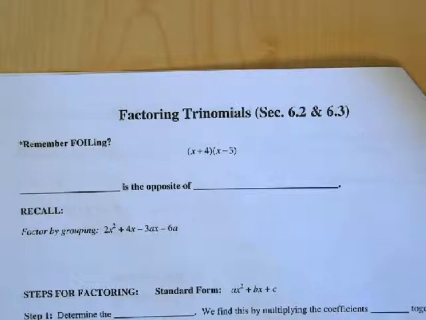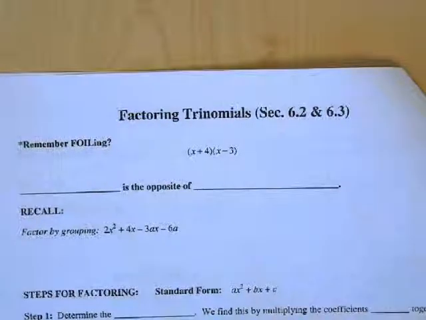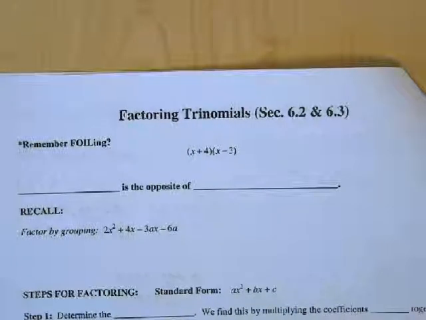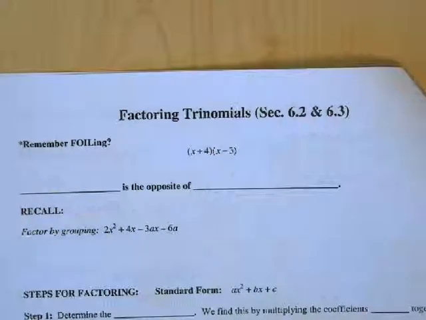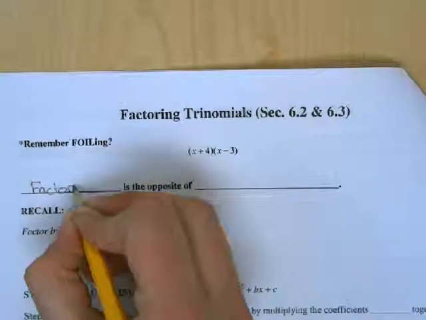Okay, so today we're going to look at factoring trinomials. Okay, section 6.2 and 6.3. This is going to be from Unit 10. When we're looking at factoring trinomials, essentially what we're looking at is going backwards from foiling. Okay, so factoring is the opposite of foiling.